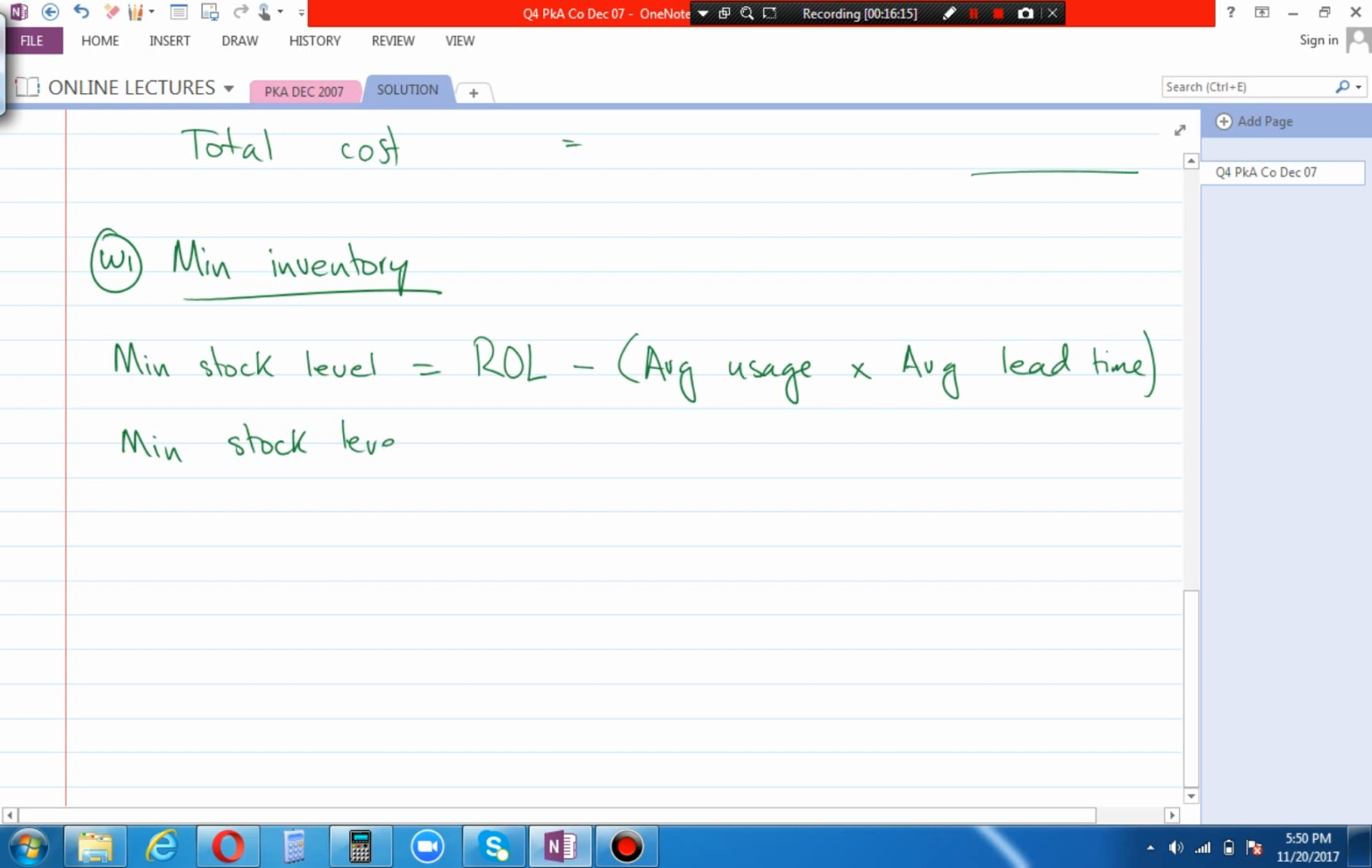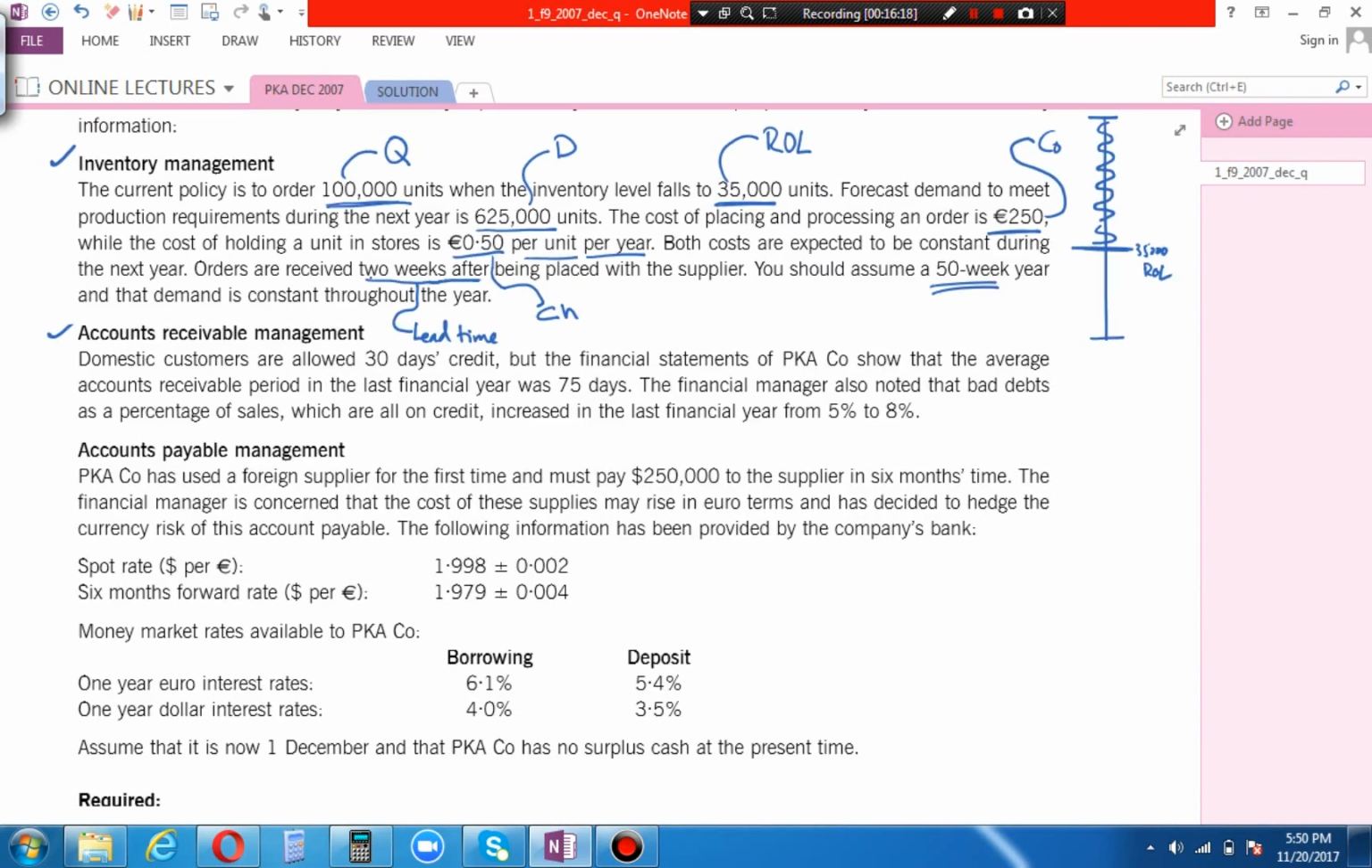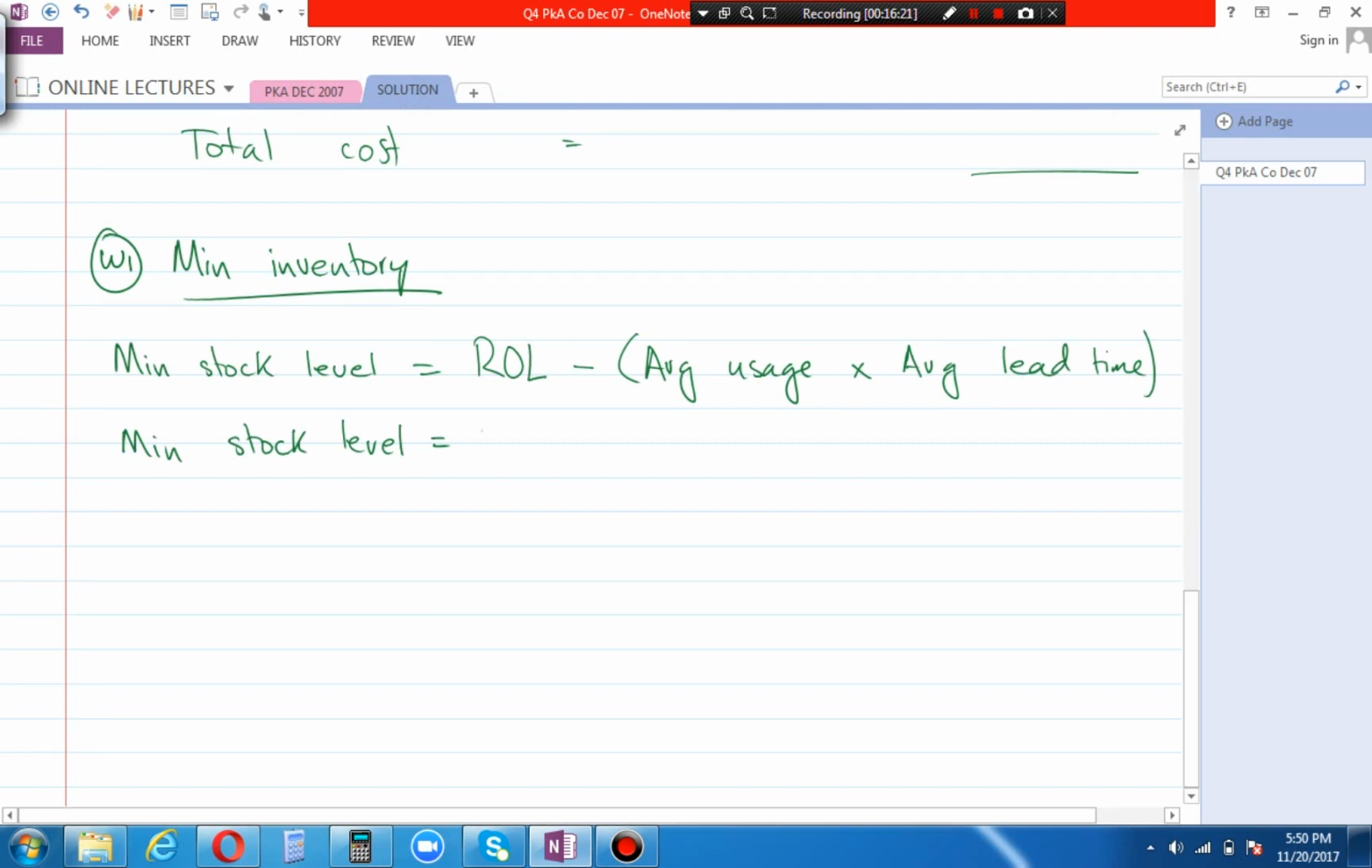So minimum stock level is equal to reorder level 35,000 minus average usage. The demand was 625,000 and we have 50 weeks in the year, so this will give you average usage per week, multiplied by 2 weeks lead time. As per our question, 2 weeks is the lead time. So this will give you usage of the 2 weeks time.